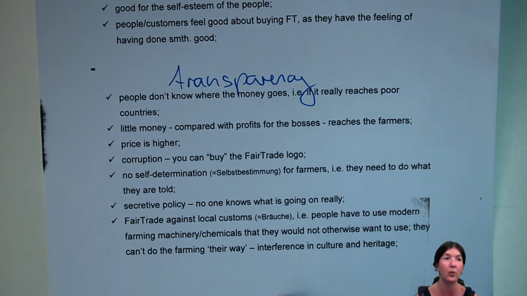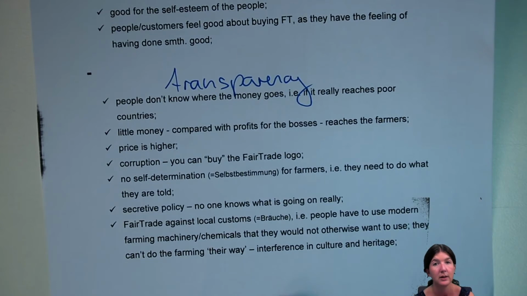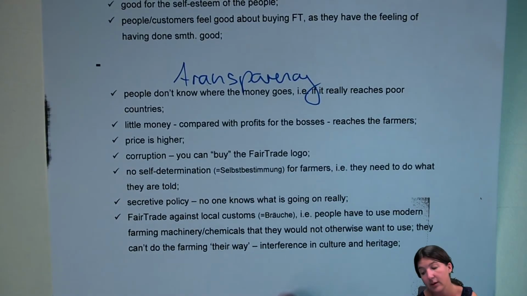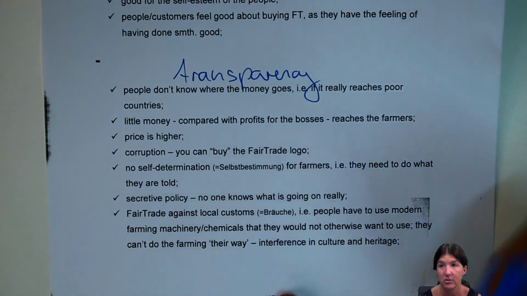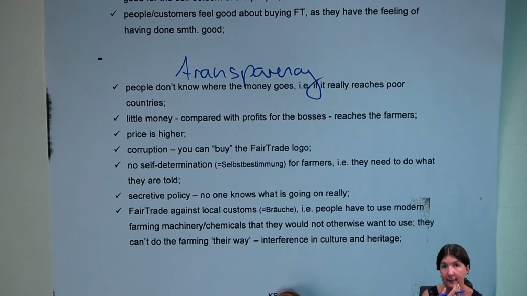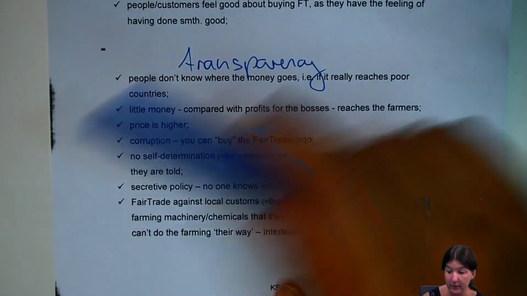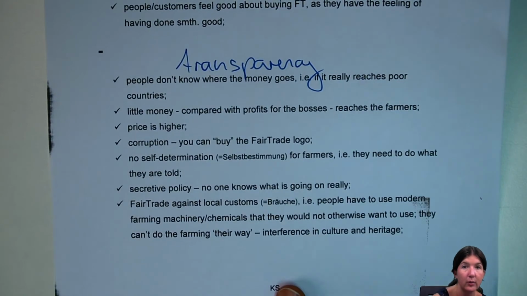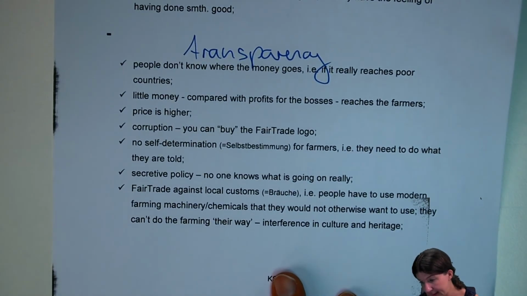We do not always really know if the money... Usually fair trade products are slightly more expensive than standard mainstream products. Nevertheless, people say that we do not really know if this additional money really reaches the poorer countries, or the countries that it is supposed to go to. So transparency is an issue. We do not really know if fair trade keeps the promises that it makes, basically.